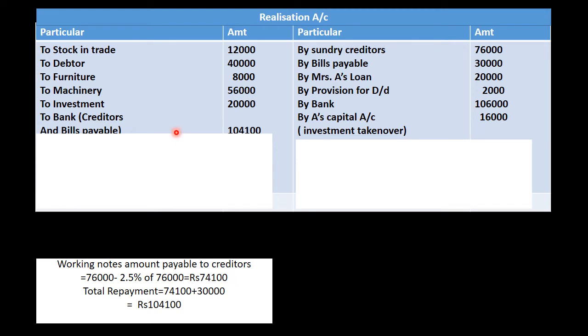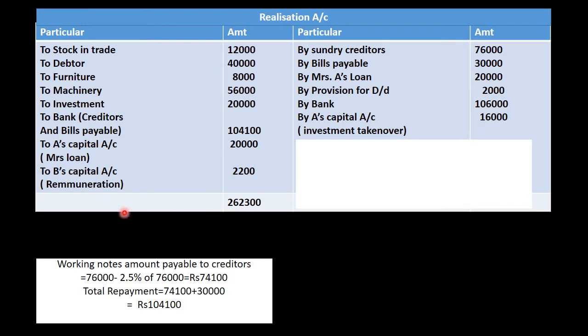After making payment of creditors and bills payable, our next step is computation of profit or loss. Now, before making computation of profit or loss, two more things are there. A agreed to repay his wife's loan. When A makes repayment of his wife's loan, it will be shown on the debit side with A's capital account, and in bracket we will mention the name of Mrs. A's loan.